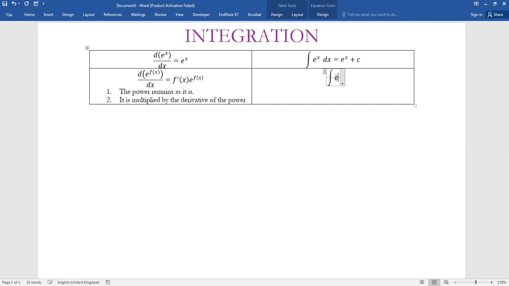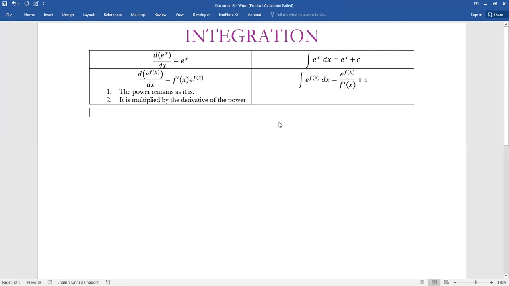So what if I have to integrate e and it has a function in the power? Let me just write it: e to the power of a function, and I need to integrate it. How do I do this now? Integration is the reverse process of differentiation. You can go back. What do you get? E to the power f(x). The power will remain as it is. Now you will divide by the derivative of the function. Is this clear? Yes, sir.